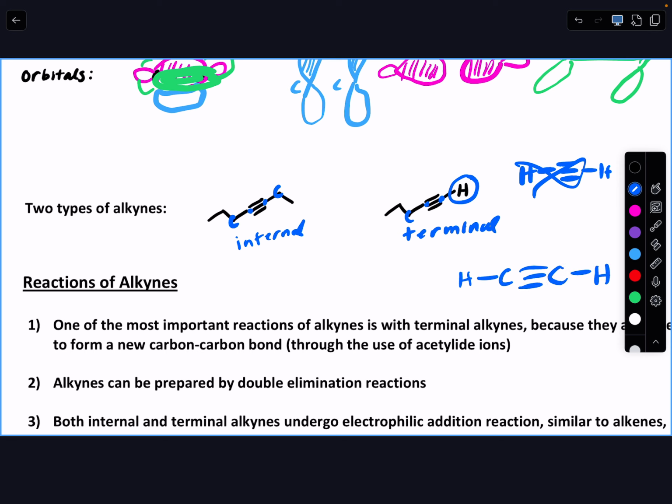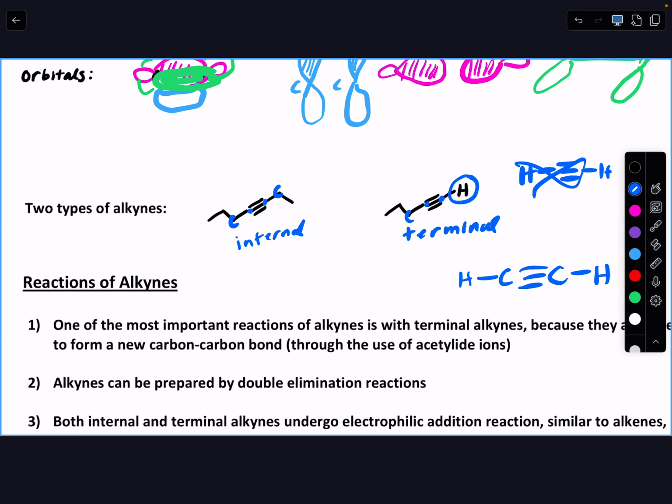So that's acetylene. You could consider that terminal as well, but most terminals we'll look at are something like the one I have drawn. So the big difference between internal and terminal alkynes has to do with an acid-base reaction.